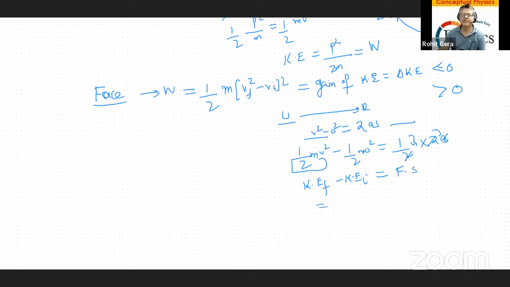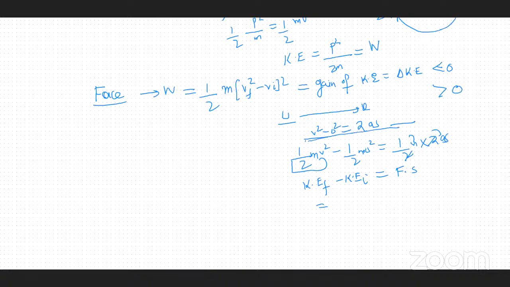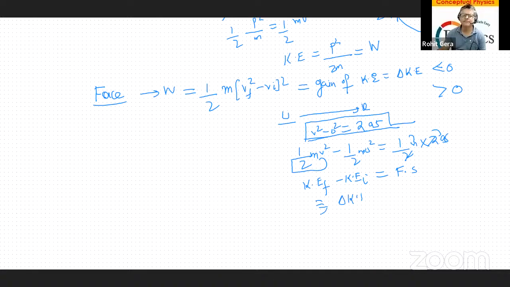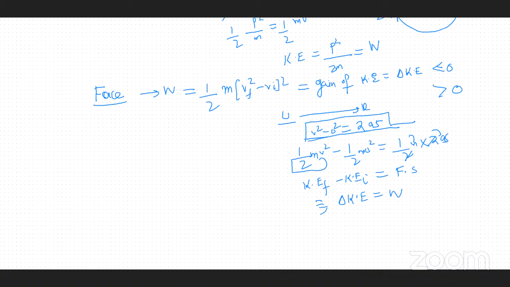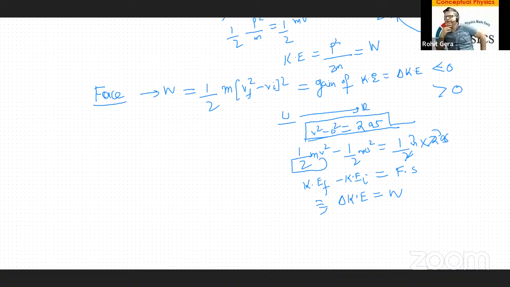Here the acceleration and velocity are linear in the same direction. So can we say that delta KE is equal to the work done? Correct. Kinetic energy final minus kinetic energy initial will give you the work done.